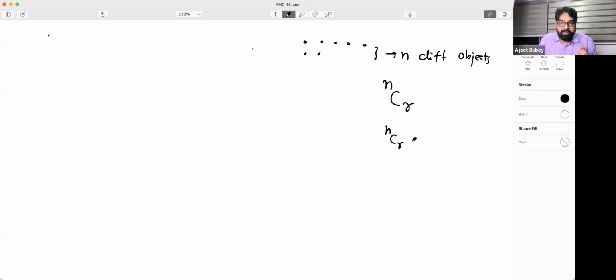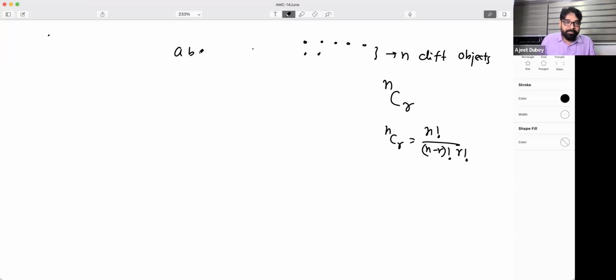nCr equals n factorial divided by (n minus r) factorial into r factorial. This is what the nCr value is. nCr means n combination r, r objects out of n objects. It is simple counting, nothing else. We use nCr to avoid big calculations, or simply to do selection.